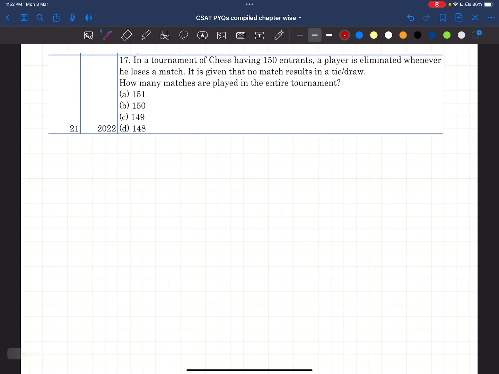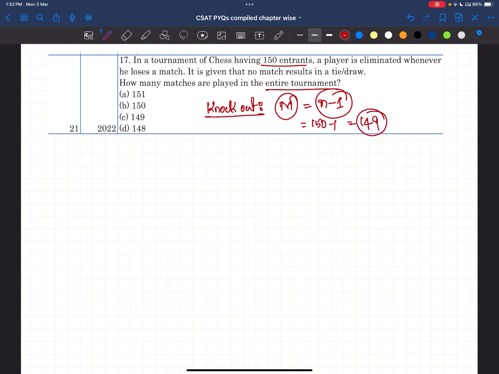In a tournament of chess having 150 entrants, a player is eliminated whenever he loses a match. It is given that no match results in a tie or draw. How many matches are there in the entire tournament? See, this is a knockout tournament, right? So the number of matches will be n minus 1. That means 150 minus 1, 149. This is the formula for the knockout matches.